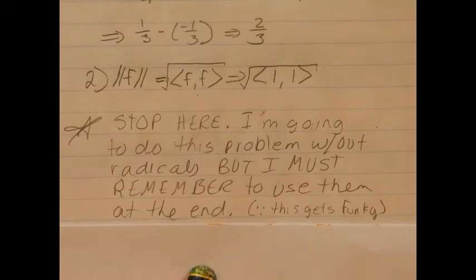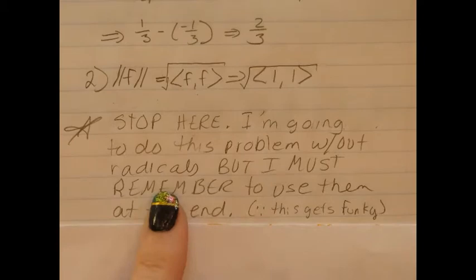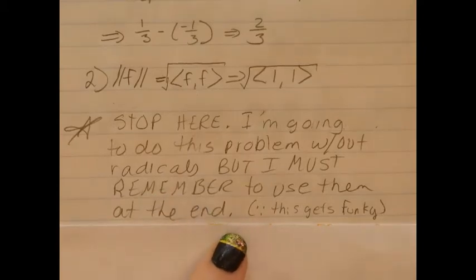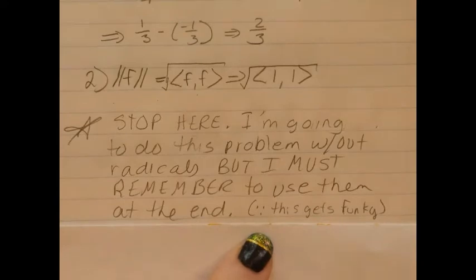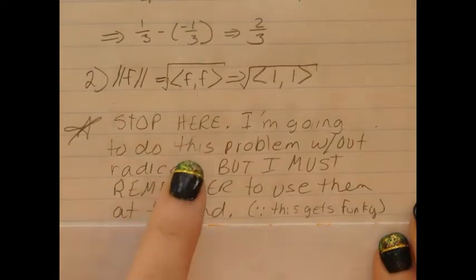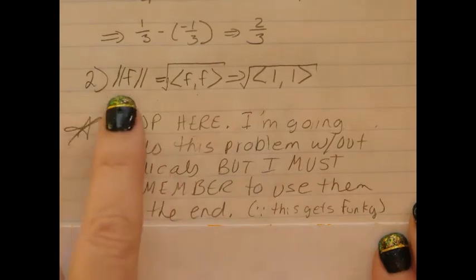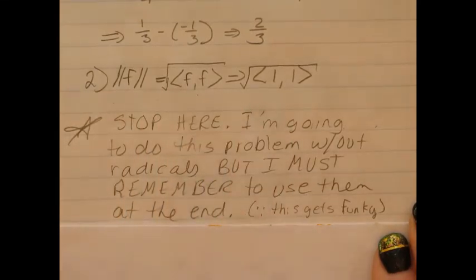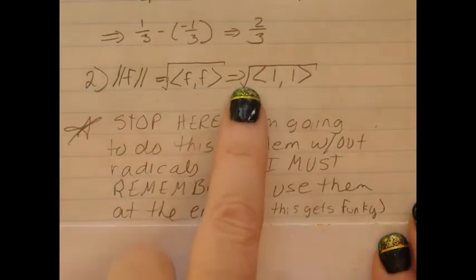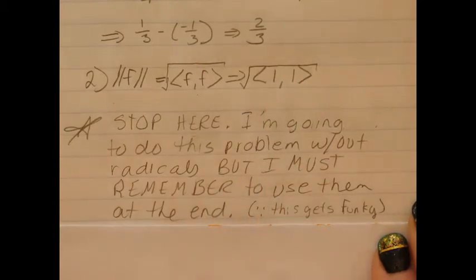All right, I'm going to stop right here. I'm going to do this problem without the radicals, but I must remember to use them at the end. Why? Because this gets a little funky with notation. You're going to see it and you're going to go, what, and exactly. So what I'm going to do is remember that the radical goes on it, which is why I'm doing it like this right now. Because the length does imply that I'm going to take the square root of my answer.